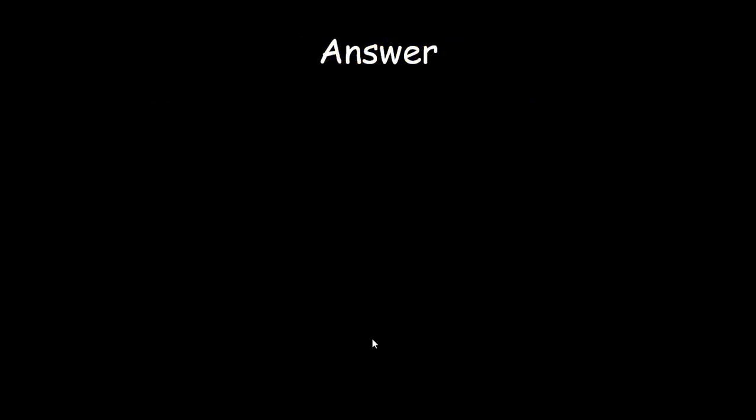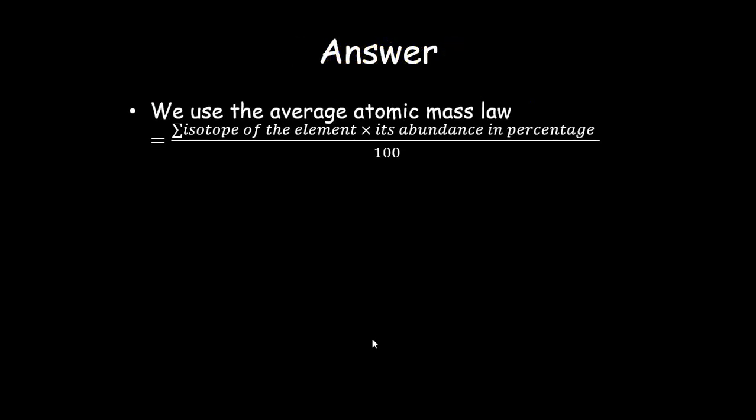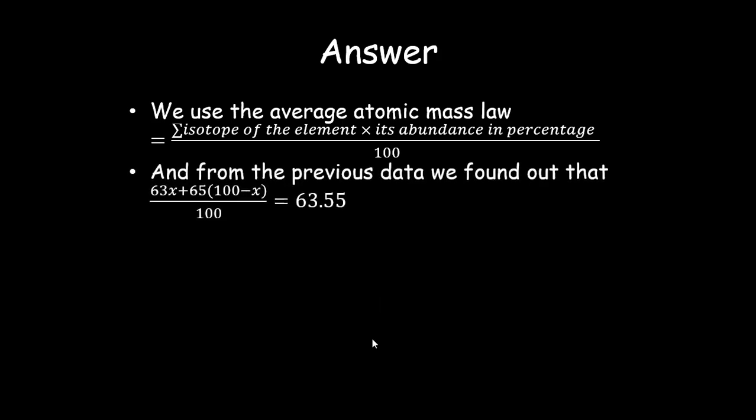Okay. Again, we use the average atomic mass law: isotope mass of the element times its abundance in percentage, over 100. And from the previous data, we found out that 63x plus 65 times (100 minus x), over 100, equals 63.55. Now you may wonder how we got this x and 100 minus x. Well, it said that it exists in two forms. So for example, if one is 40, then the other must be 60.